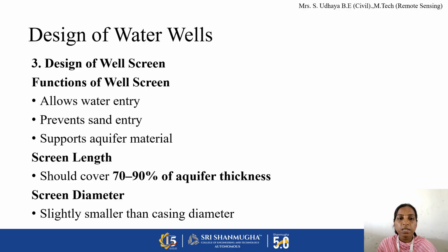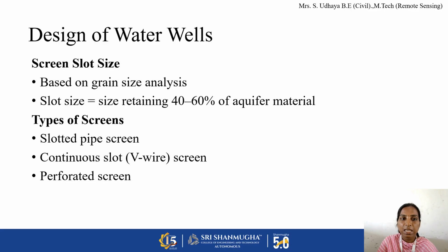Then coming to the design of well screen, the main functions of well screens are to allow water entry, to prevent sand entry, and to support the aquifer material. The screen is provided to cover about 70 to 90% of the aquifer thickness. Screen diameter should be slightly smaller than the casing diameter. Screen slot size should be selected based on the grain size analysis. Generally, the slot size should retain 40 to 60% of the aquifer material. The types of screens include slotted pipe screen, continuous slot screen, and perforated screen.